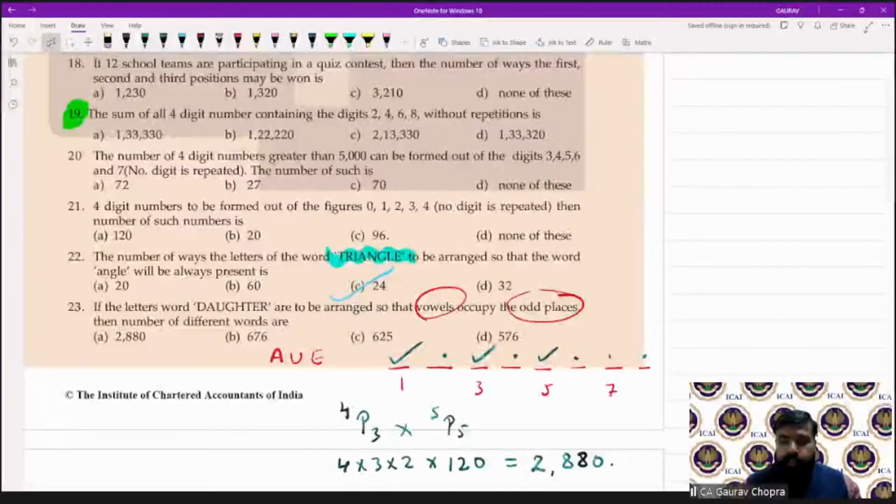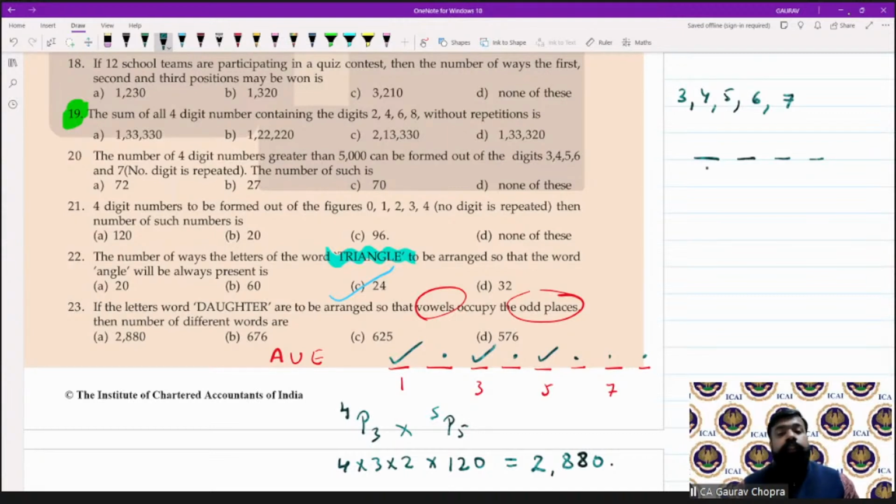So we are having the digits 3, 4, 5, 6, 7 and we need a number greater than 5,000. At the first place, the number cannot start with 3 or 4, because if we start with 3, it will be less than 5,000. If we start with 4, it will also be less than 5,000. So the number should at least begin with 5 or more than 5.